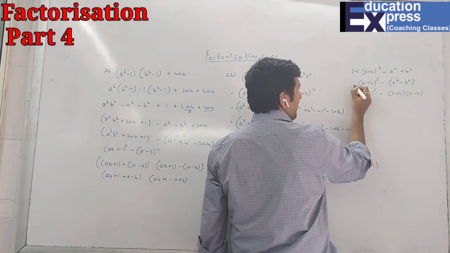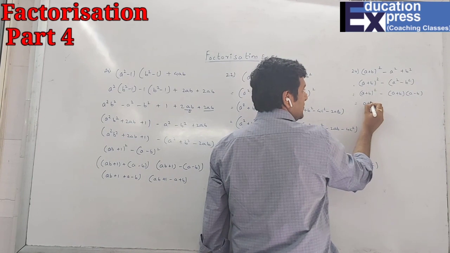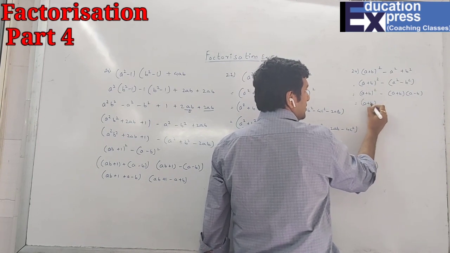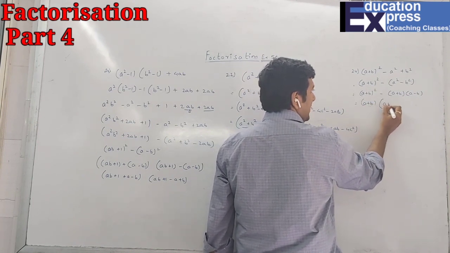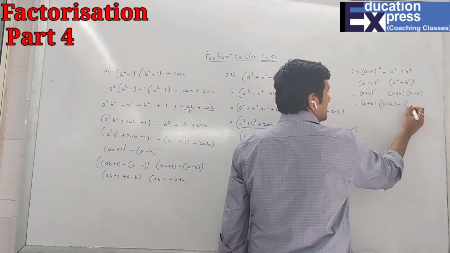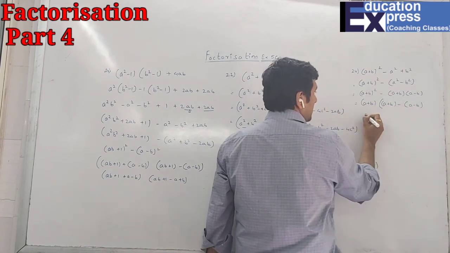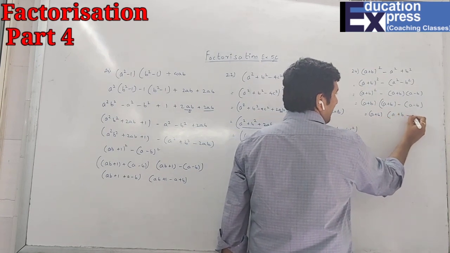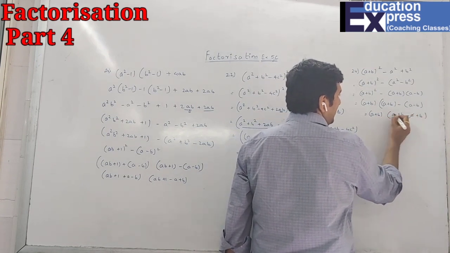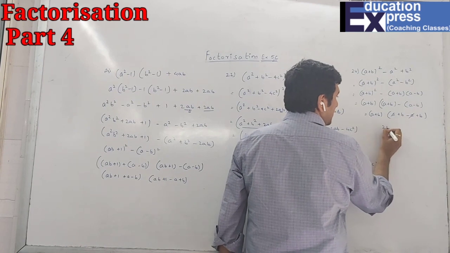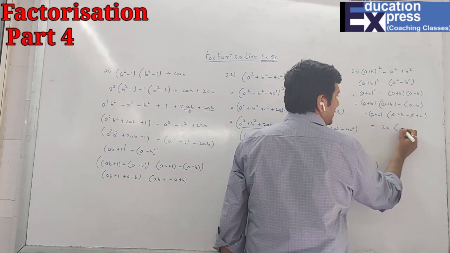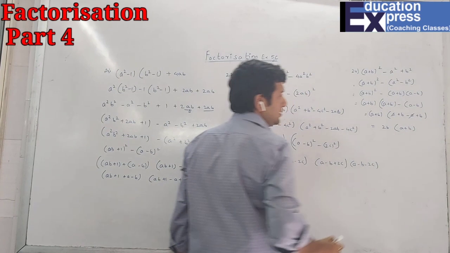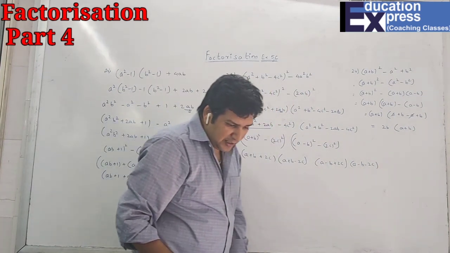Now what is common? A plus b is common. So what is left is a plus b minus a minus b. A will get cut. B plus b is 2b, and then a plus b is the answer. The 25th also is the same type of sum.